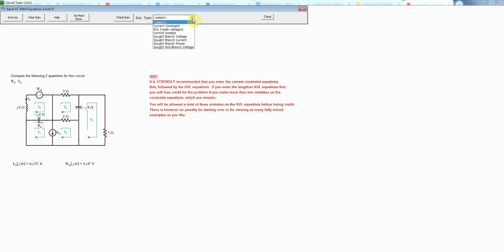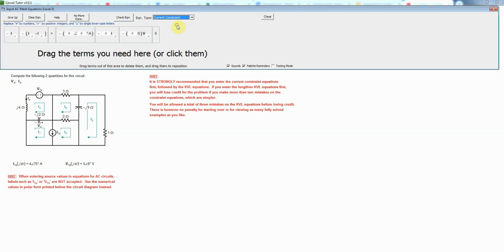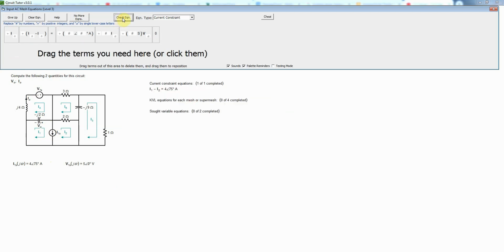And let's start here. Since we have one current source, we'll need a current constraint equation. And that's a very simple equation, so let's do that first. We see that this current source is shared between two interior meshes. So we will need a difference of mesh currents given by the value of that source. That will be I1, which goes in the direction of I1s, minus I2, which goes in the direction opposite to I1s. And then the value there will be the value of I1s, which is simply 4 angle 75 degrees. That's our current constraint equation.